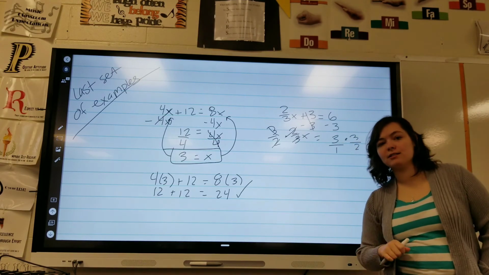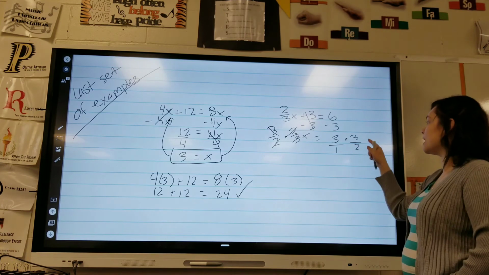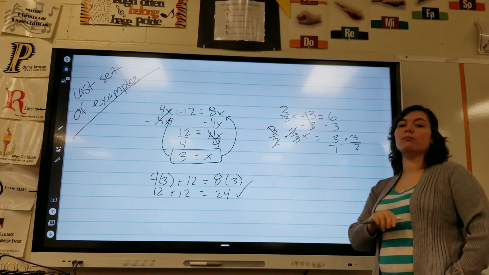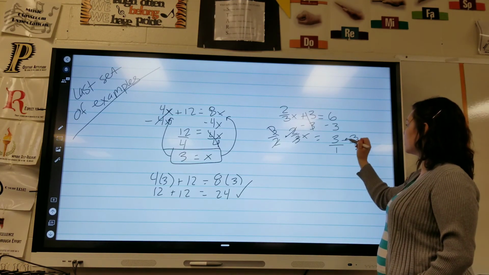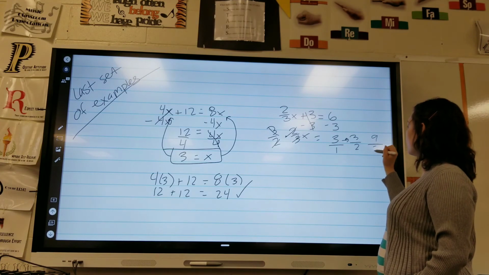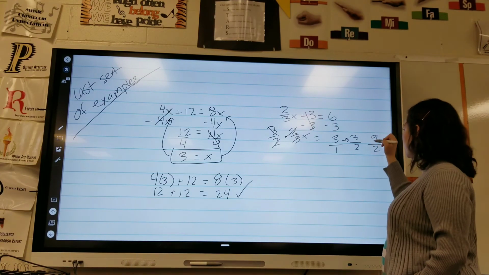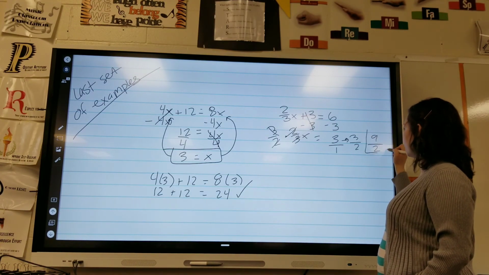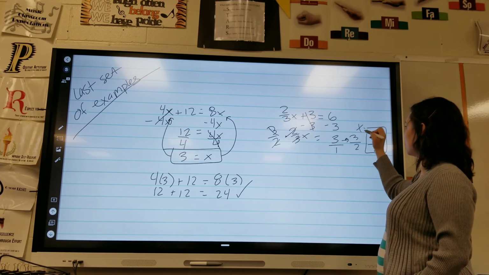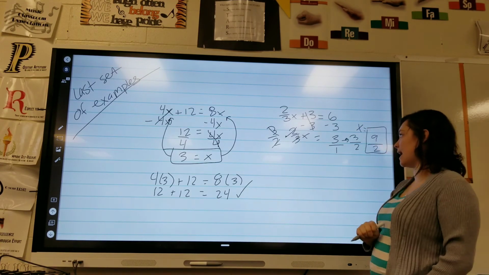Reminding you that 3 is equal to 3 over 1. When we multiply 2 fractions, we multiply across. So we get 3 times 3, which is 9 over 2. This is all equal to x. Okay, that's our answer. That's what we're saying x is equal to.